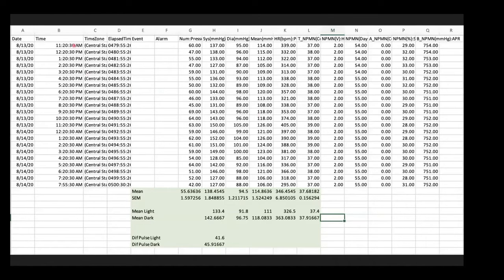And as you can see here, for every single hour, 11 a.m., 12 noon, 1 p.m., 2 p.m., and so on, for every single hour, you have a reading for the systolic blood pressure, diastolic, mean arterial pressure, and heart rate. And then you can average all of those, the 21 readings from the whole day, or you can average the light cycle, or you can average the dark cycle. You can average the pulse pressure in the light cycle or the pulse pressure in the dark cycle. It really depends on how you want to present your data.